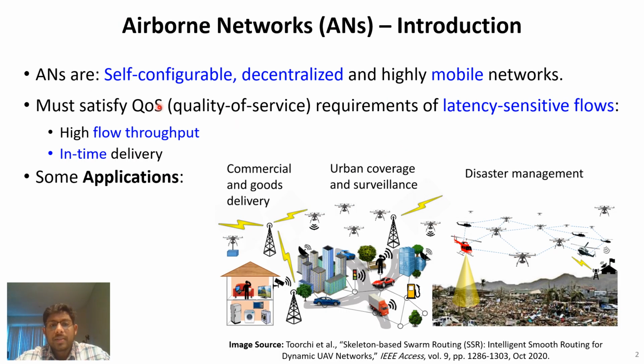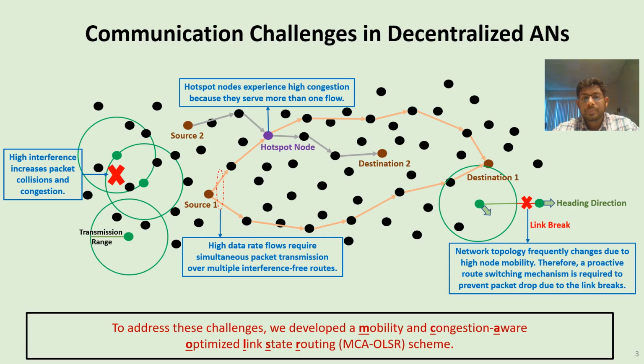Airborne networks are self-configurable, decentralized, and highly mobile networks. They must satisfy the dynamic quality of service requirements of latency-sensitive flows. This includes high flow throughput and in-time delivery. Some of the existing applications of airborne networks include commercial and goods delivery, urban coverage and surveillance, and disaster management.